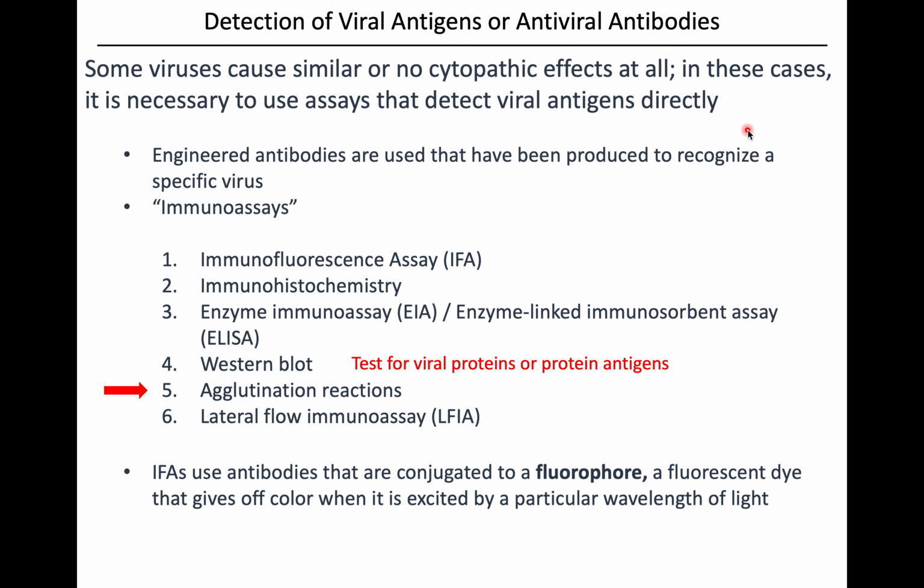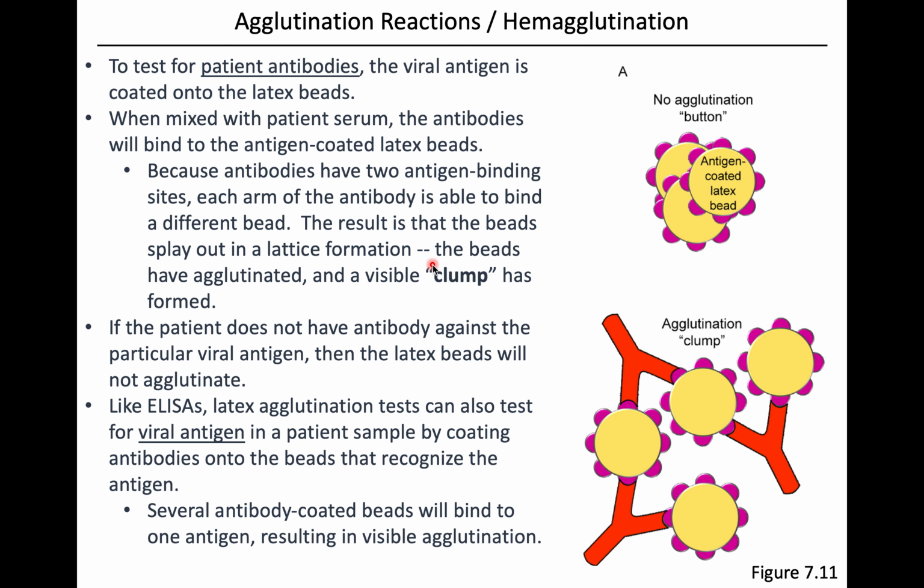The next one I want to mention are agglutination reactions. These are pretty common. These take advantage of latex beads that have been coated with viral antigen, and this is basically another method for trying to fish out antiviral antibodies out of a patient's serum, sort of like the indirect ELISA that we talked about. So the idea is you would mix these beads with your serum sample. If that sample came from an individual that was infected with the virus, they would have antibodies that would bind to and recognize that antigen.